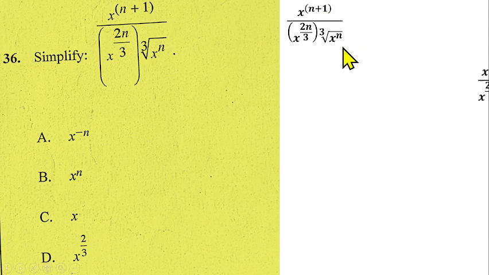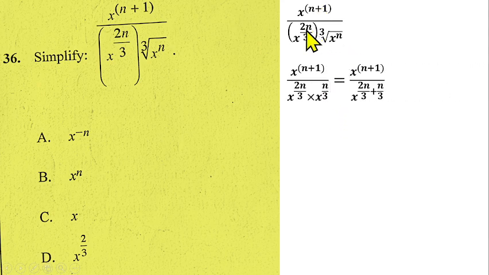You can write the cube root of x raised to power n in index form as x raised to power n over 3. Then from there you can apply the law of indices to the denominator here. Since we have the same base, which is x, you can add the powers. So we have x raised to power n plus 1 over x raised to power 2n over 3 plus n over 3.